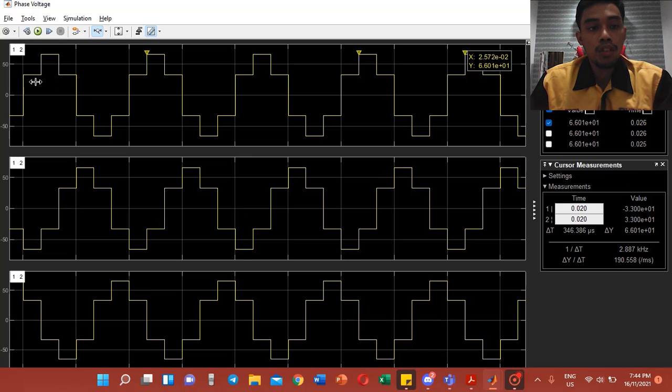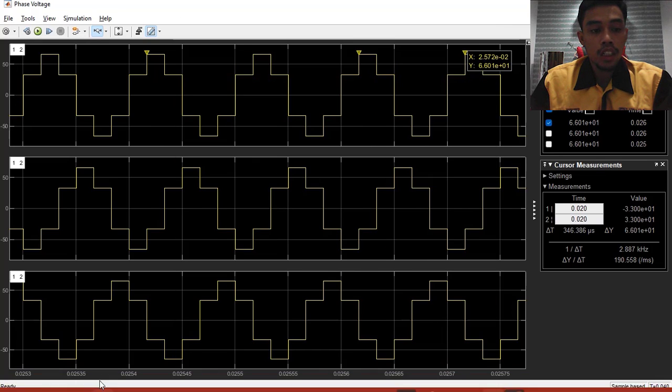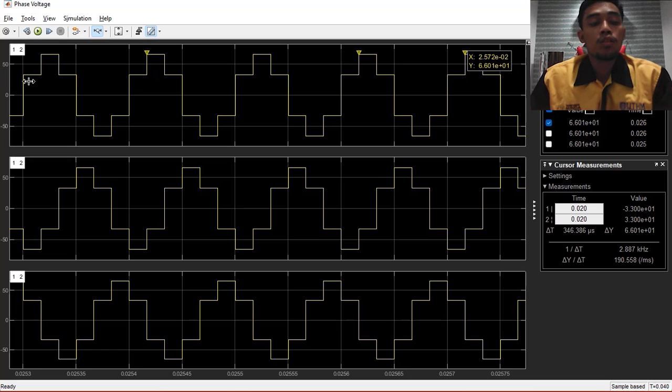The process of reading this graph is the same as the switching signal, where we can divide it into 3 steps. This is one complete cycle, starting from 0.0253 until 0.0254. For step 1, which is here, VAN equals 33.01, which is here.